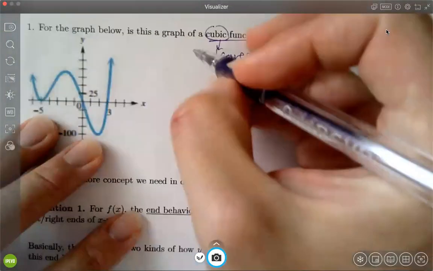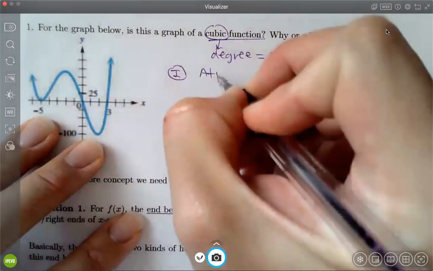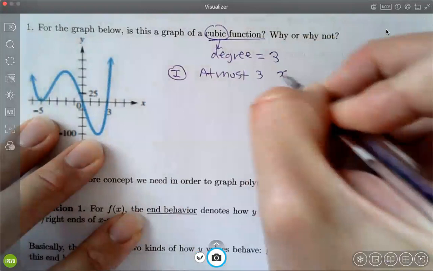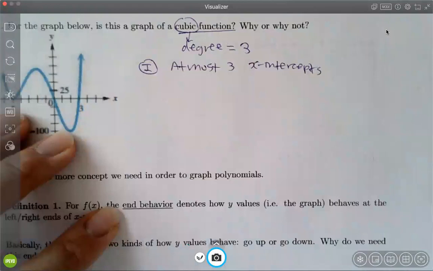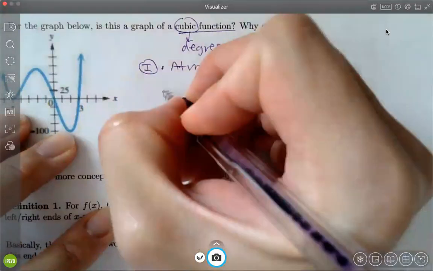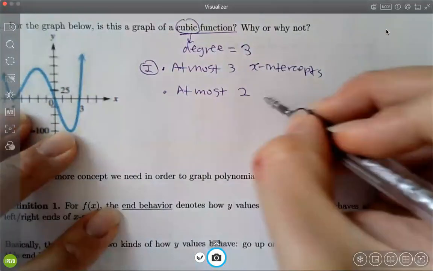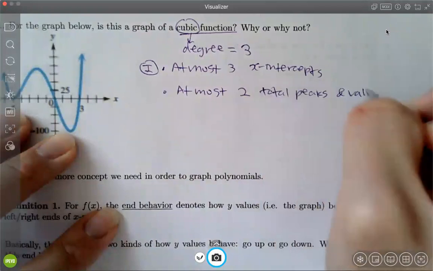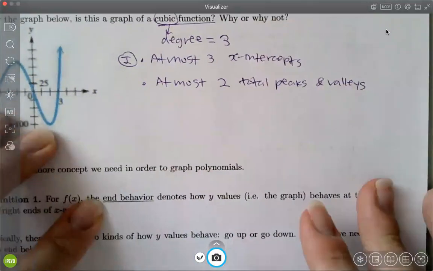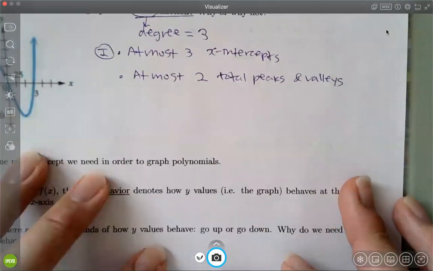Okay, so because of the above fact, it has at most 3 x-intercepts. And then it has at most 3 minus 1, or 2, total peaks and valleys. So that must be true for any degree 3 function.